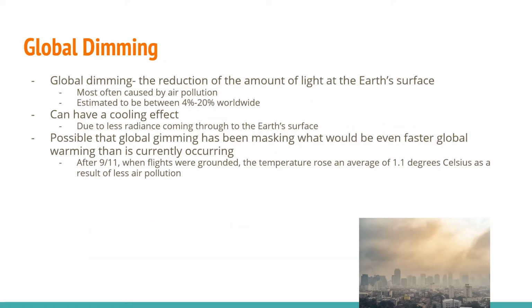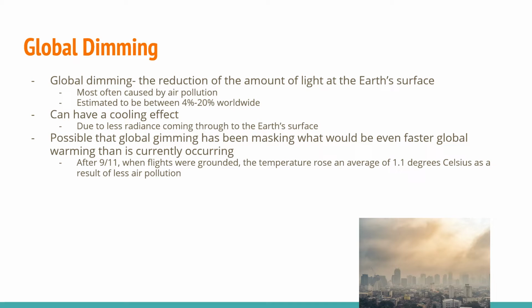The next reason for why the Earth's temperature does change is something called global dimming. And this just refers to the reduction of the amount of light at the Earth's surface. And most often this is caused by air pollution and is seen as a man-made thing. It's not just fog that causes global dimming, but rather air pollution being there that can sometimes cause massive effects. In fact, there's an estimate that between 4 and 20% of the possible sunlight is blocked out and dimmed. And this can lead to a really cooling effect.